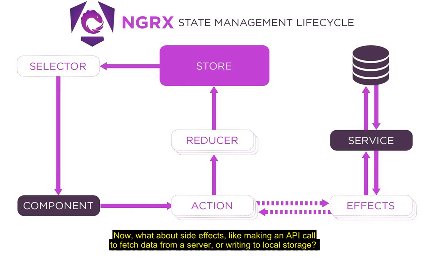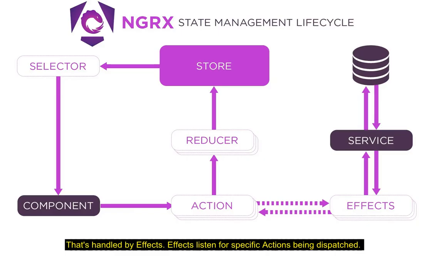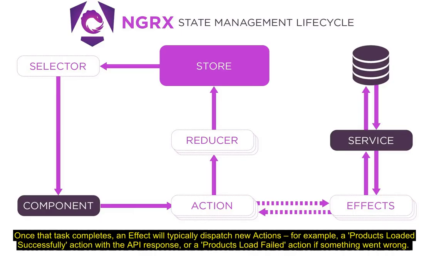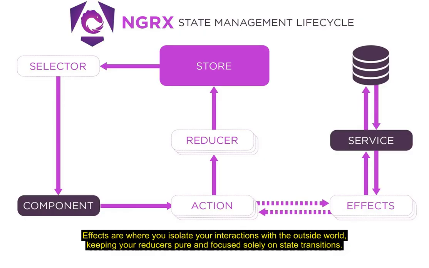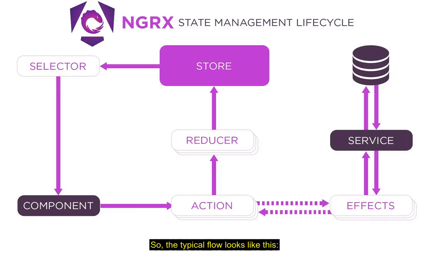Now, what about side effects, like making an API call to fetch data from a server, or writing to local storage? That's handled by effects. Effects listen for specific actions being dispatched. When an action they're interested in occurs, they can perform tasks, like calling an HTTP service. Once that task completes, an effect will typically dispatch new actions. For example, a products loaded successfully action with the API response, or a products load failed action if something went wrong. Effects are where you isolate your interactions with the outside world, keeping your reducers pure and focused solely on state transitions.